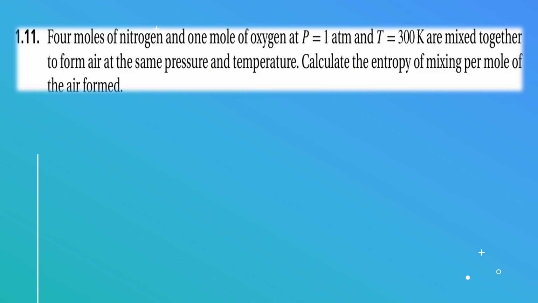So in this video I will solve Pathria problem 1.11. Let's read the problem. 4 moles of nitrogen and 1 mole of oxygen at 1 atmospheric pressure and 300 Kelvin temperature are mixed together to form air at the same pressure and temperature. Calculate the entropy of mixing per mole of the air formed.